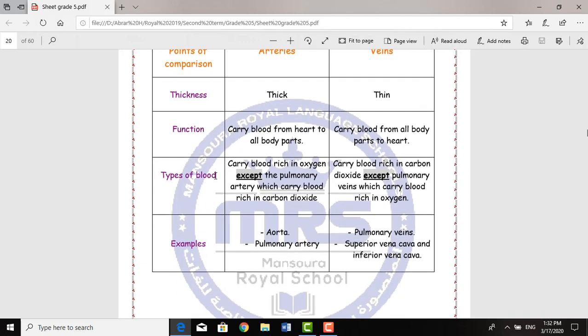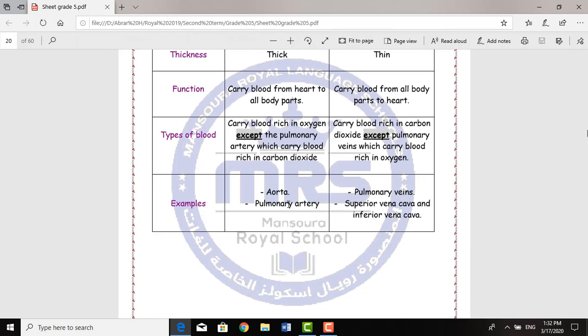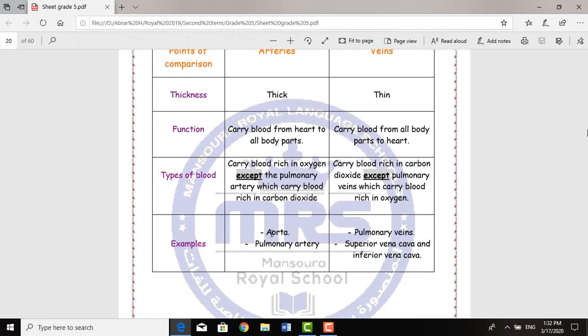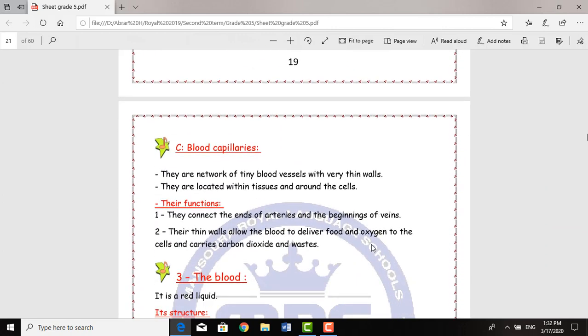The types of blood inside the arteries: all the arteries carry blood rich in oxygen, which we call oxygenated blood, except the pulmonary artery, which carries blood rich in carbon dioxide, and we call it deoxygenated blood. All the veins carry blood rich in carbon dioxide, except the pulmonary vein, which carries blood rich in oxygen. Examples for arteries: aorta and pulmonary artery. Examples for veins: pulmonary veins, superior vena cava and inferior vena cava.